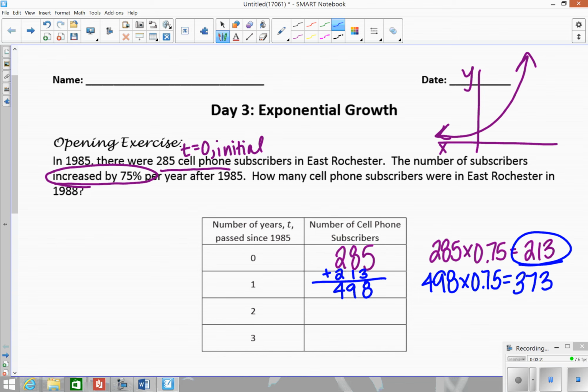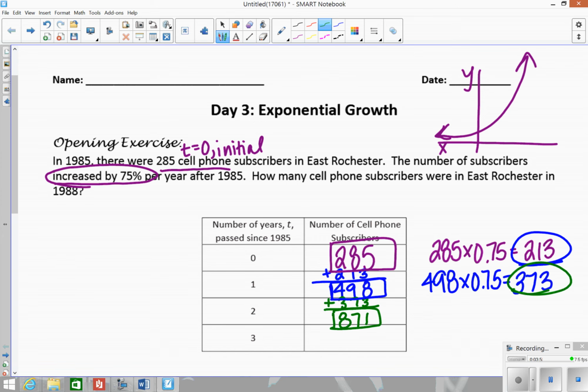We're going to go ahead and add that. So this is the increase, the amount that it increased. So let's add that. So you get 871 for that. So after year 2, you get 871. So here's the initial, year 1, year 2, and then the last year you're going to do the same thing.